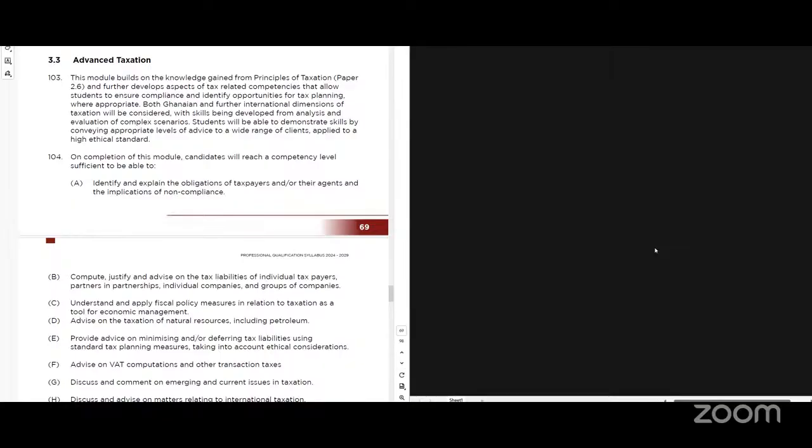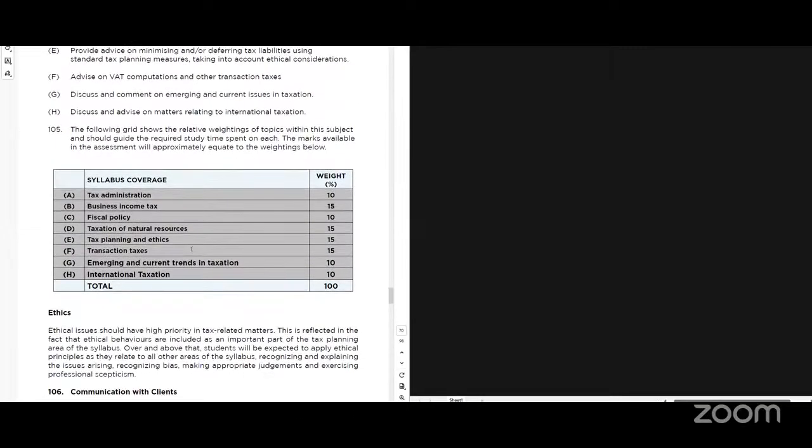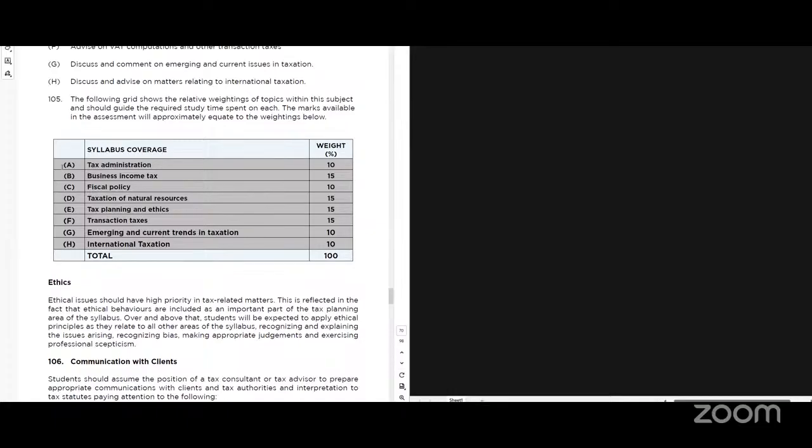There are some things, and that's why the syllabus gives you the grade weights. You can see that tax administration is 10, right? Fiscal policy is 10. Emerging and current trends is 10. International tax is 10. The funny thing is, you see this 40 marks, that is 10, 10, 10, 10, and mostly just theory. What did I say? They are mostly just what? Theory. This one, you can just use 1 week if you're a very serious student.